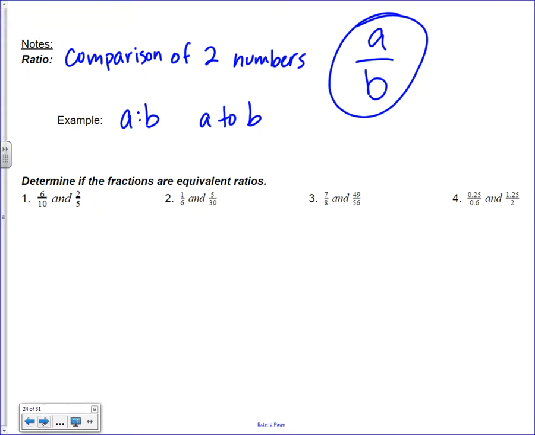Okay. So what do I get for 6 over 10? What do I get for 2 over 5? Are they equivalent? Okay. Will you please go through and do 1 through 4? I should see decimals being written, and then I should see yeses and nos.